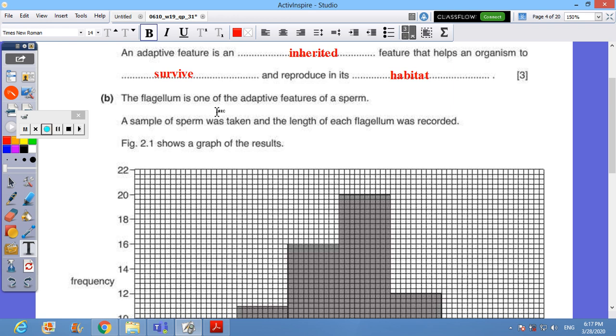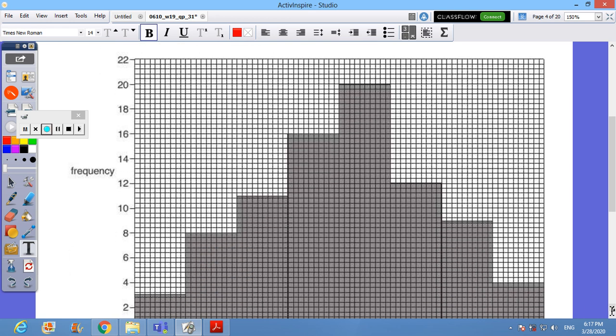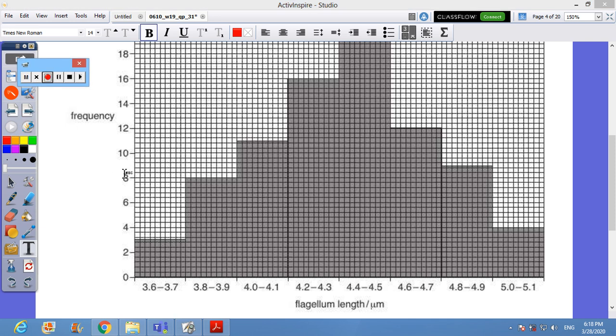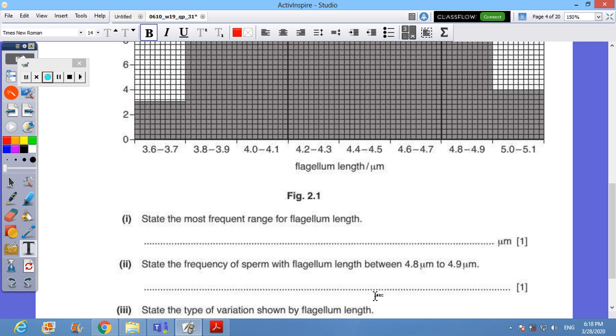Anyways, the flagellum is one of the adaptive features of a sperm. A sample of a sperm was taken and the length of each flagellum was recorded. The figure shows the graph of the results. First of all, you need to understand that this is a histogram. It's not a bar chart. The x-axis is standing for the intervals, the different patterns of lengths. So this is the flagellum length in micrometer. And by the way, the micrometer is 1/1000 of 1 millimeter. The y-axis is standing for the frequency or how many times this length is repeated. We can say how many sperms have this or that range of length or pattern of length.